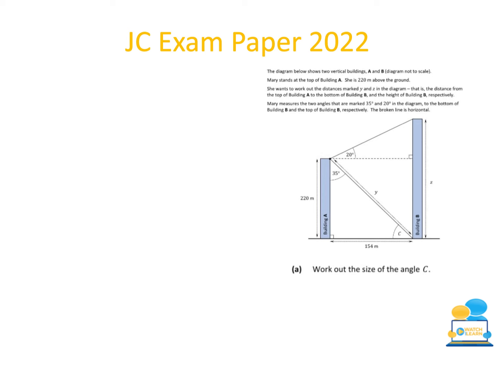building B respectively. Mary measures the two angles that are marked 35 degrees and 20 degrees in the diagram, to the bottom of building B and to the top of building B respectively. The broken line is a horizontal line. So the first part of this question asks us to work out the size of angle C.